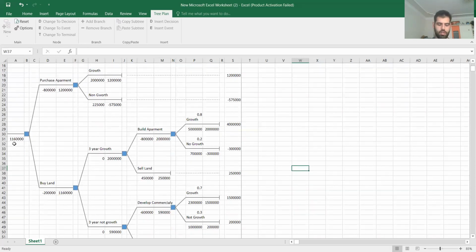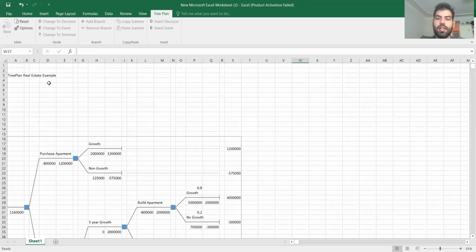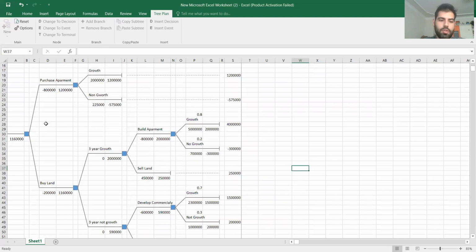Yeah. So we're starting with the $1,160,000 first, and we have two ways to make that investment at the real estate site. So we will purchase an apartment or buy a land. If you purchase an apartment, it will cost $800,000, and if you buy a land, it will cost $200,000 for us. And if it is not growth, yeah.